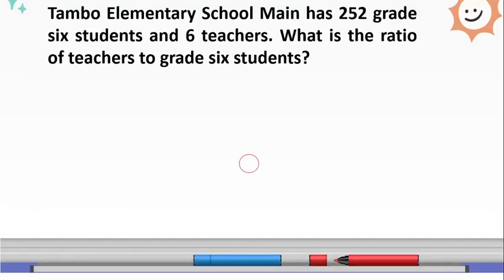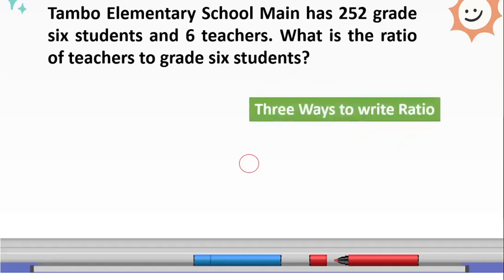Isa pang halimbawa ng ating aralin. Tambo Elementary School, Maine has 252 grade 6 students and 6 teachers. What is the ratio of teachers to grade 6 students?